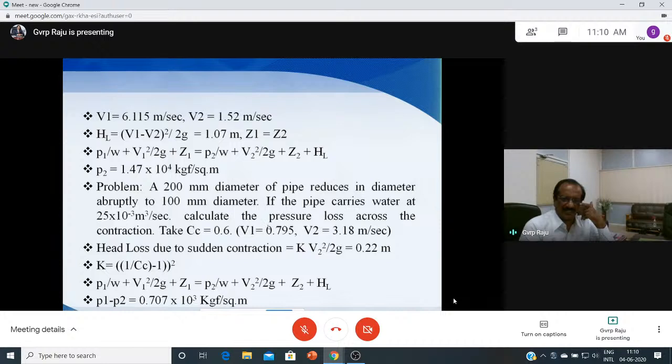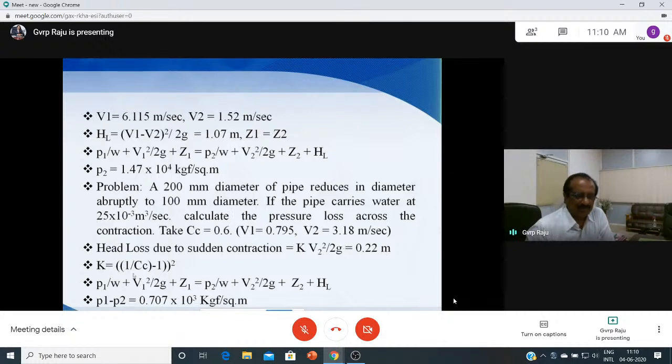The problem here is some of the students are taking V1. So one important aspect here is when you want to find out the head loss due to sudden contraction, V2 means the velocity after contraction. You need to take velocity after contraction, not before contraction. So this is no doubt K V square by 2g, but this V is velocity of water after contraction. That's why it is V2 here. Some of the students are making a mistake here. That's why I'm stressing. So K is equal to 1 by Cc minus 1 whole square, and sometimes in the absence of Cc, you can also take K is equal to 0.5. So now we have V2 as 3.18, and g is 9.81, so this is equal to 0.22 meters here.